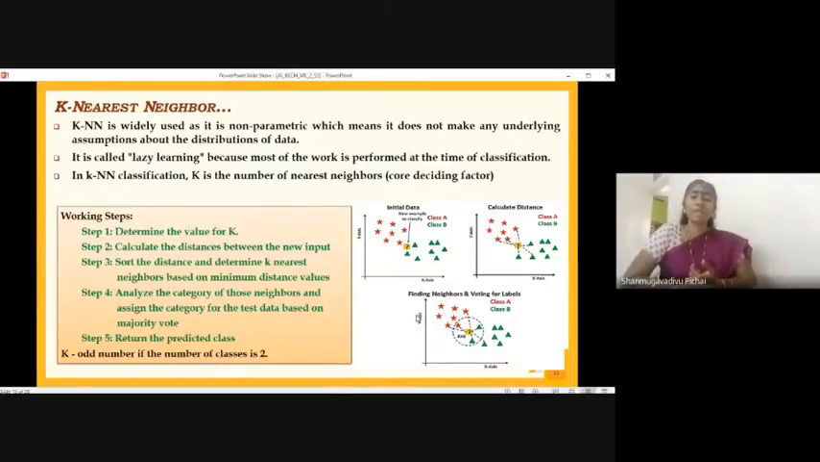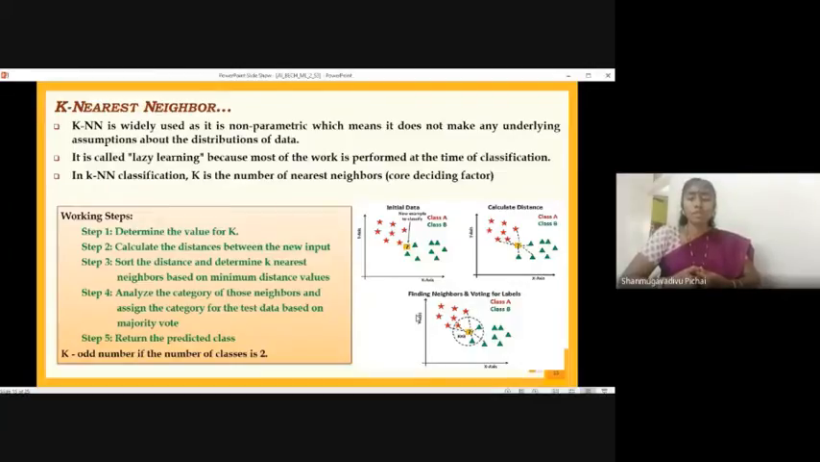In KNN classification, K is a very important point. K is the number of nearest neighbors that we define for the algorithm to work with. So this K plays a very important role. When K is small, the algorithm has less complexity. As we increase the value of K, that makes the algorithm more complex because it has to find as many nearest neighbors as possible.